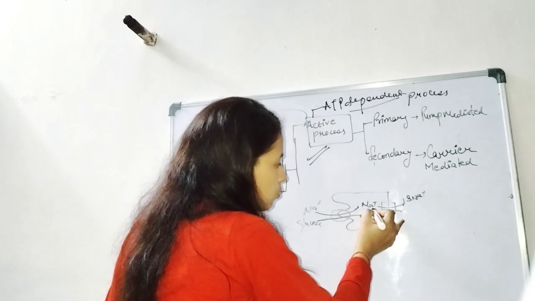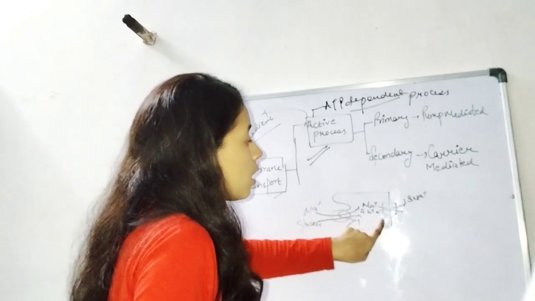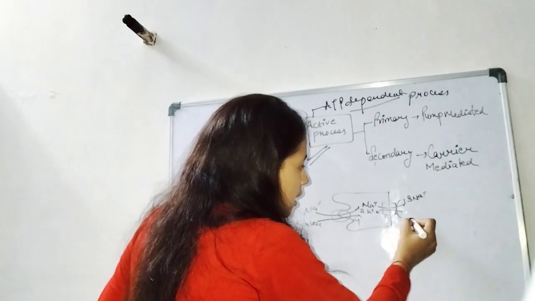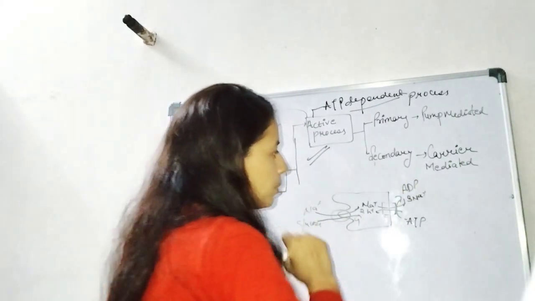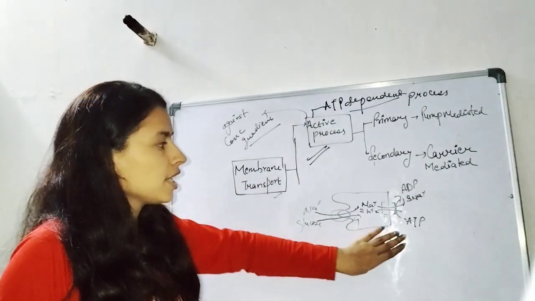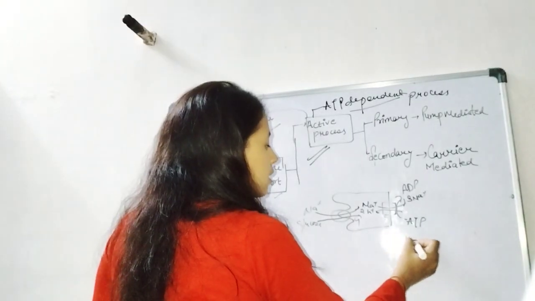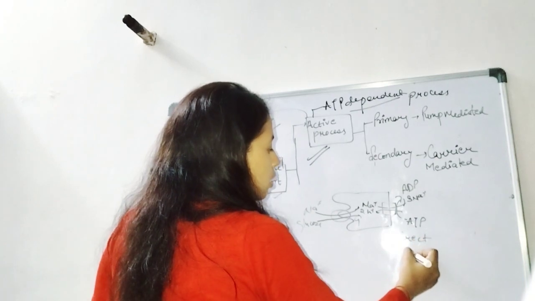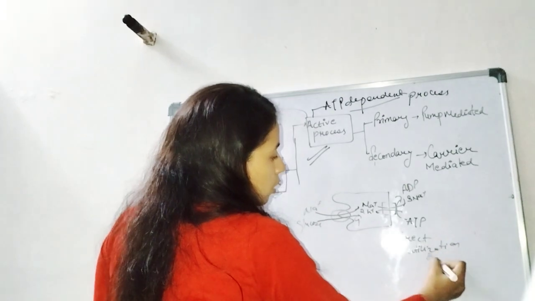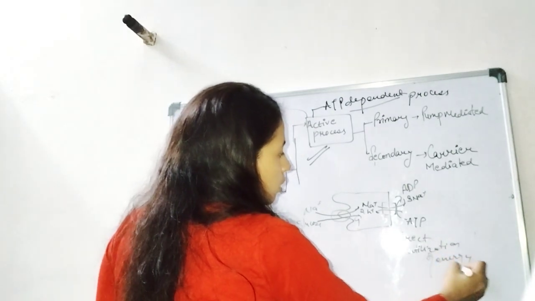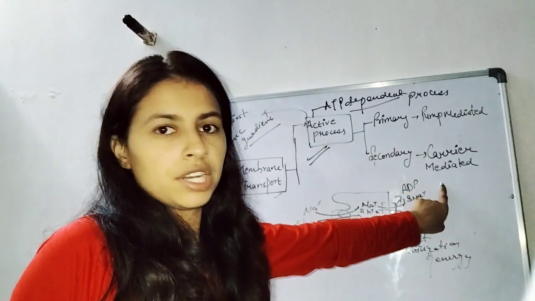two potassium ions move inside the cell. During this process, an ATP is utilized and converted into ADP. So here there is an indirect utilization of energy. So this is a carrier mediated process.